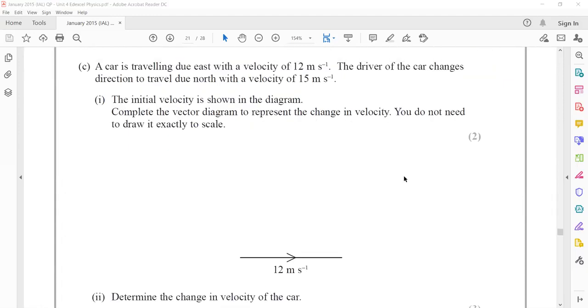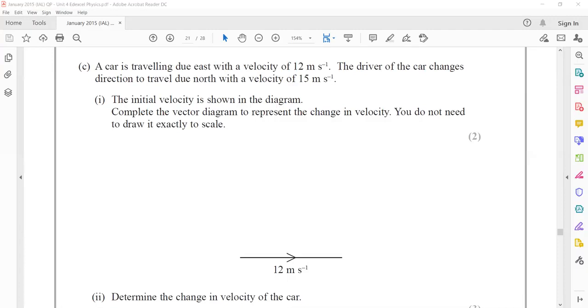A car is traveling due east with a velocity of 12 meter per second. The driver of the car changes the direction to travel due north with a speed of 15 meter per second. The initial velocity is shown. Complete a vector diagram to find the change in the velocity, or the difference in velocity.